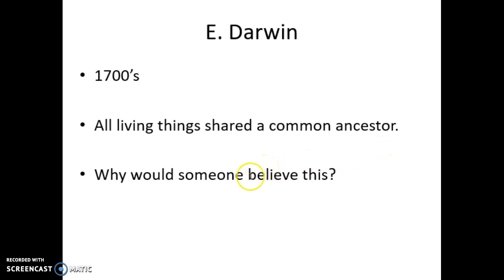Which kind of leads us to think, why would anyone believe that humans came from a single-celled organism billions of years ago? Well, there's a few things that we can consider. First off, looking at DNA. We talked about DNA previously, and all living things have the same DNA. There's the A, T, C, and G. It doesn't matter what you look at, they all have the same thing. We also looked at amino acids, and a lot of living things share the same exact amino acids.